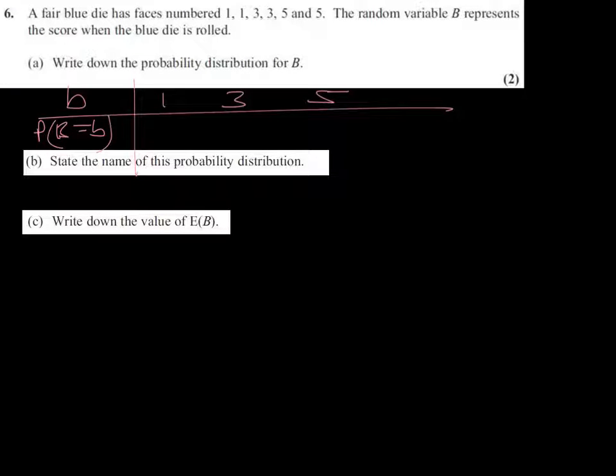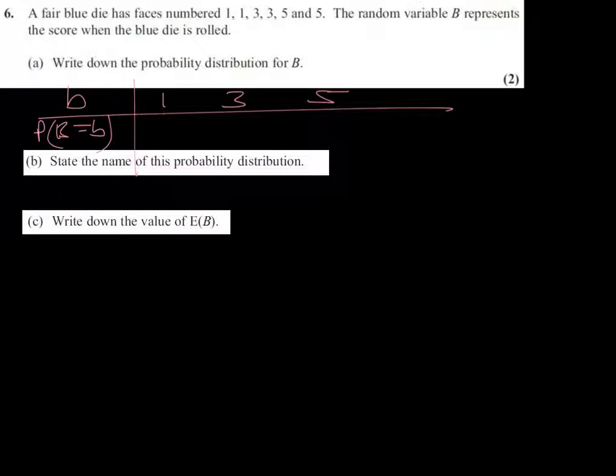The final question is on discrete random variables, and we are presented with a situation where we've got a fair dice which has faces numbered 1, 1, 3, 3, 5 and 5, and we're told that the random variable B represents the score when the blue die is rolled. And the first thing we're asked to do is write down the probability distribution for B.